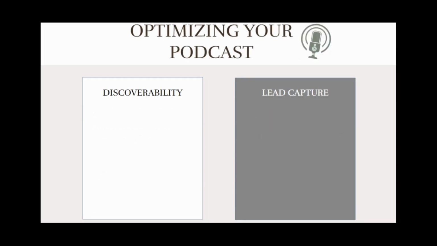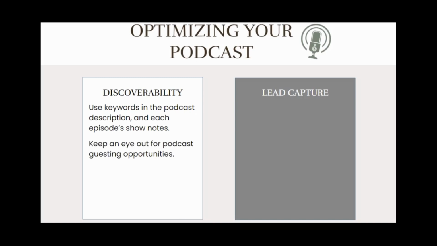Okay, optimizing your podcast. As far as discoverability, again, you'll use keywords. And for your podcast, you'll use them in your podcast description, which is like your overall general podcast description, and then also in each episode's show notes. You can keep an eye out for podcast guesting opportunities. This is a great way to get in front of somebody else's audience. So if there's somebody else who's kind of in the same field as you, not a competitor, but somebody who might have a similar audience to yours, you can look out for podcast guesting opportunities with that person. You'll also put the podcast icon, again, in the footer of every website and landing page you have.